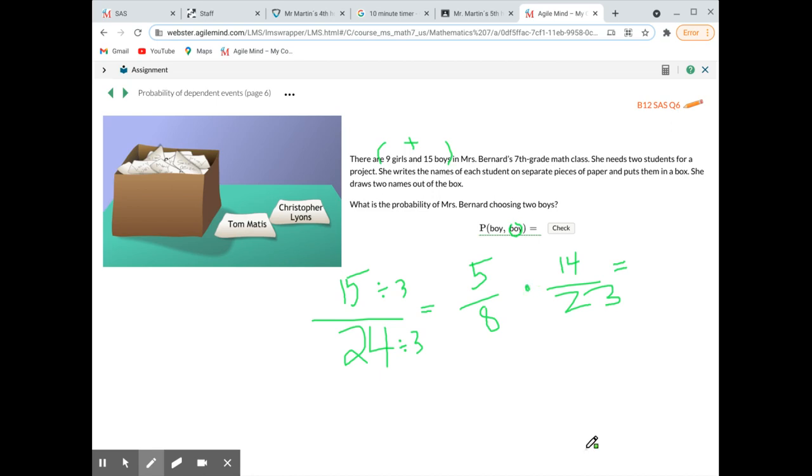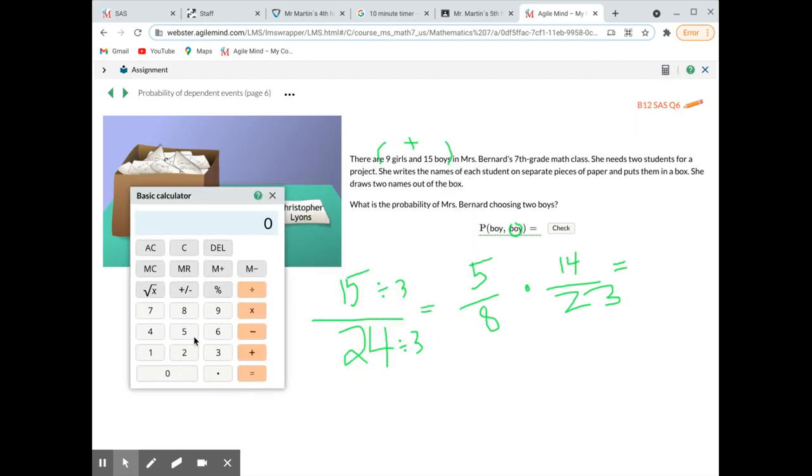Now, we could do some simplifying to make this easier, or we can go straight across and multiply and then simplify. It's y'all's choice. Solve it first and then simplify. All right. Solve first and then simplify. So let's do this. How do I multiply this? What am I supposed to do?